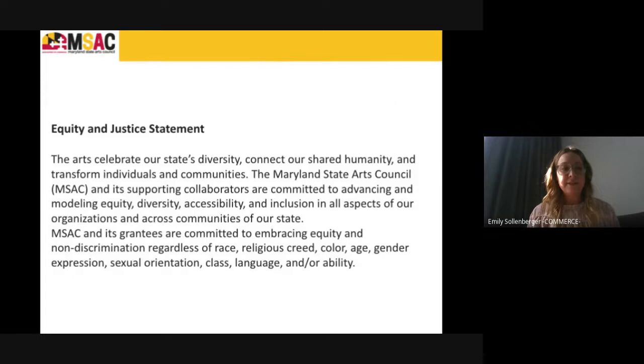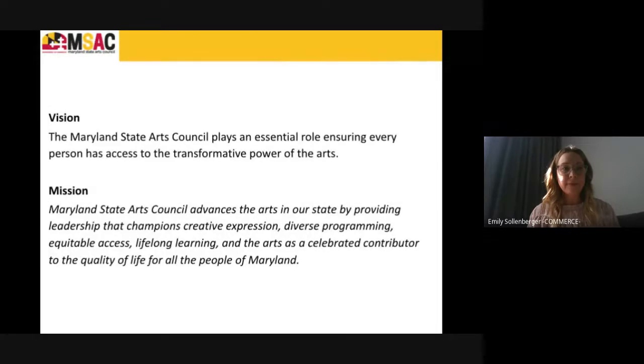MSAC and its grantees are committed to embracing equity and non-discrimination, regardless of race, religious creed, color, age, gender expression, sexual orientation, class, language, and/or ability. We also have a vision at the State Arts Council, which plays an essential role in ensuring every person has access to the transformative power of the arts. And we do that through our mission, which advances the arts in our state by providing leadership that champions creative expression, diverse programming, equitable access, lifelong learning, and the arts as a celebrated contributor to the quality of life for all the people of Maryland.